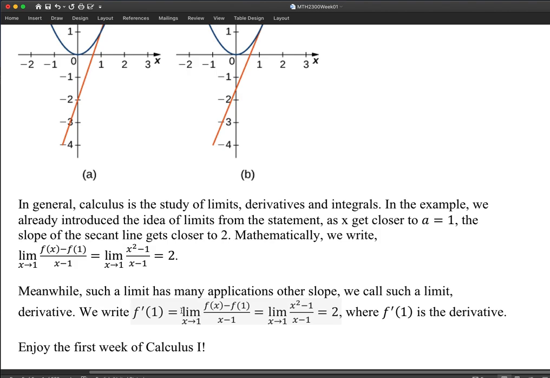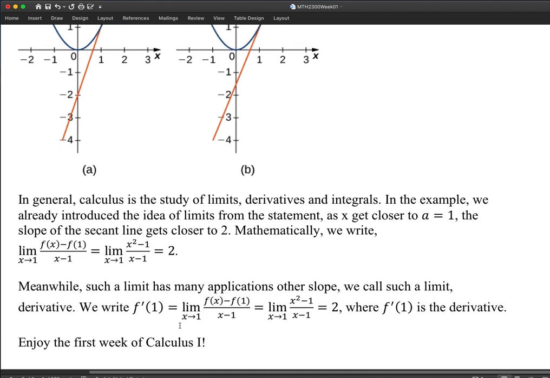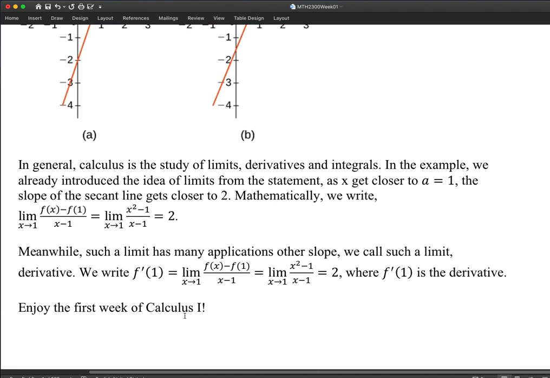Another statement of derivative: derivative is a limit, and it actually could be a slope, or more importantly, it reflects the instantaneous rate of change. So this is the very beginning of Calculus 1. Very beginning of Calculus 1.